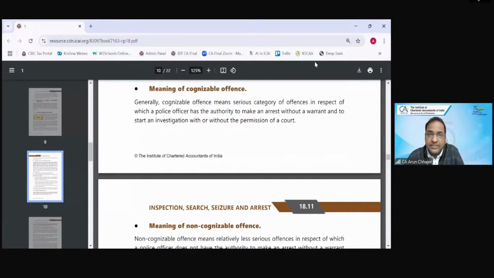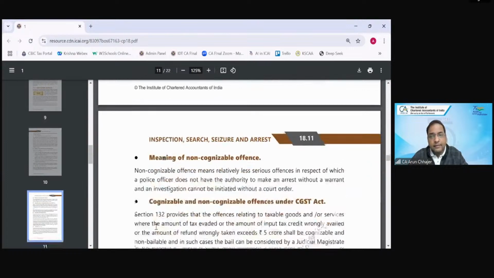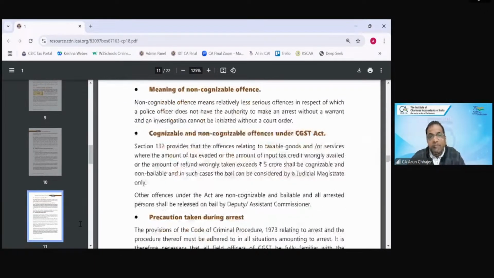Meaning of cognizable offense. Generally, cognizable offense means serious category of the offense in respect of which a police officer has the authority to make the arrest without warrant and to start an investigation with or without the permission of the court. ठीक है? और नॉन कॉग्निजेबल क्या है? Less serious, and in respect of which arrest warrant would be mandatorily required. मतलब police officer cannot arrest without warrant and investigation cannot be initiated without the court order. ठीक है? Now cognizable and non-bailable offense, यहाँ पर any question? ठीक है?